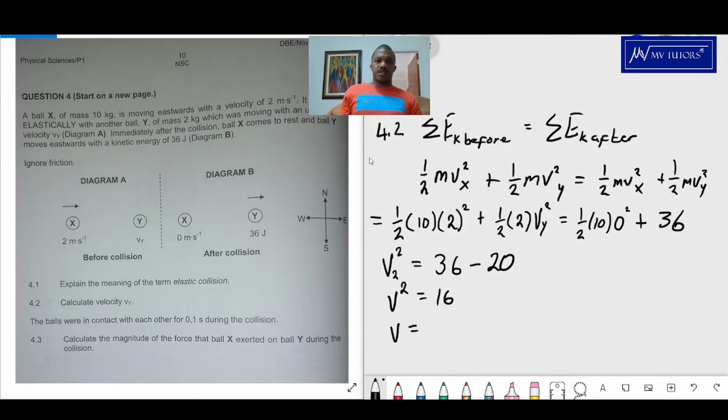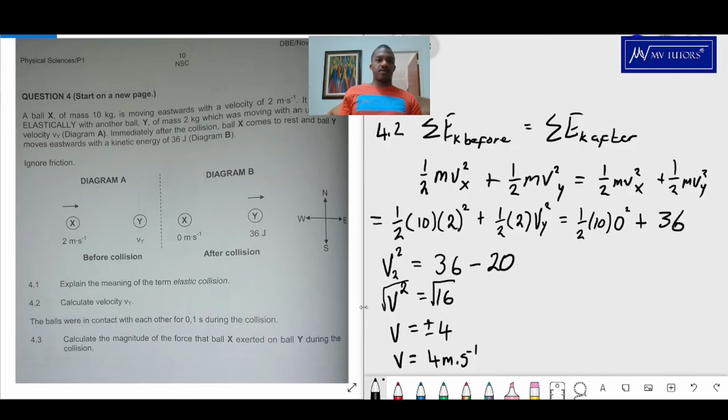So v is then, because if I square root both of them to get rid of that square, I'm getting plus or minus 4. So our final answer then, remember they said it's moving, so it's either moving forward or backward, but it's moving at 4 meters per second. So I'm just going to say v is equals to 4 meters per second. But remember, velocity is a vector, so it needs direction. I have to choose whether it's going this or that way.